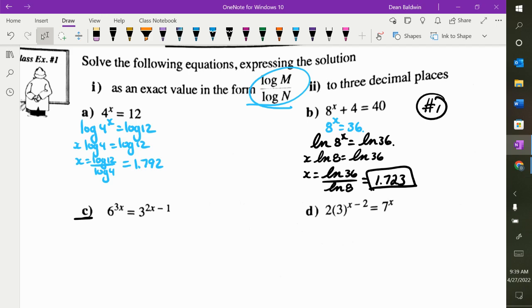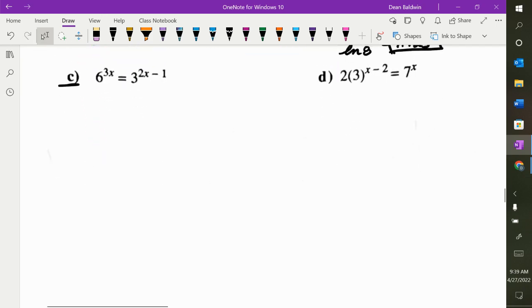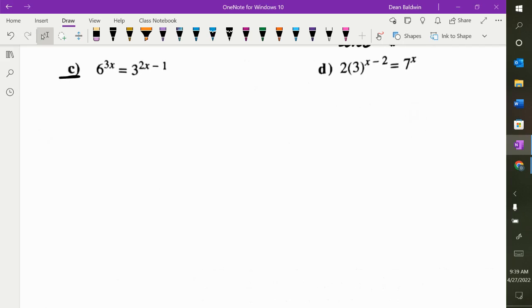At this point, it doesn't matter what log you use, base 10 or natural log. It's up to you. Let's go base 10. Now I'm going to warn you: write small. That's an ominous warning, isn't it? What's going to happen is it's going to expand, and then we're going to bring it back together again. So, base 10: log 6 to the 3x is equal to log 3 to the 2x minus 1.